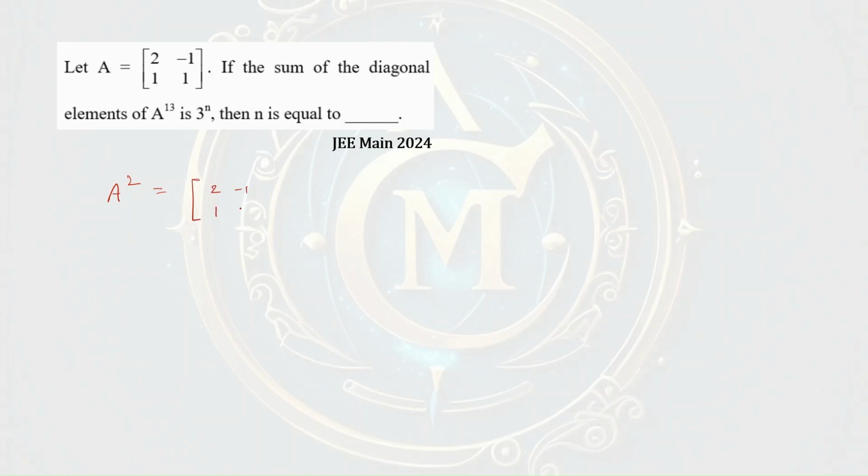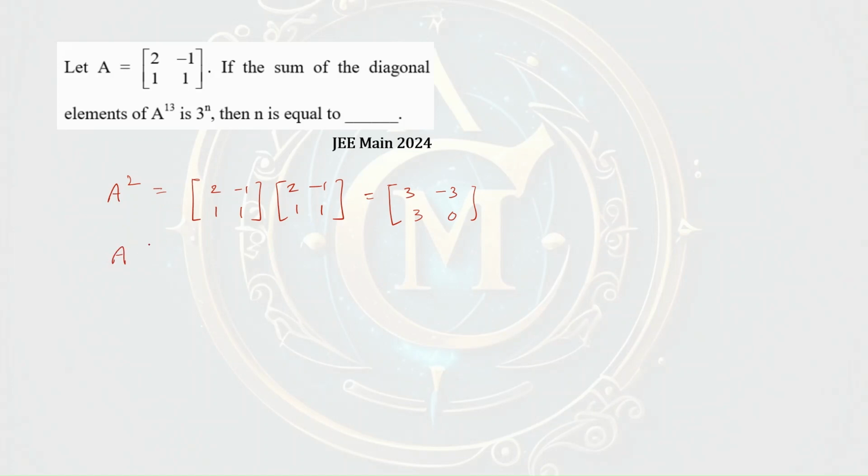So this will be 2 minus 1, 1, 1. So if we multiply this, 2 times 2 becomes 4 minus 1, so 3, then minus 2 minus 1, so minus 3, 2 plus 1, so 3, then minus 1 plus 1, so 0.